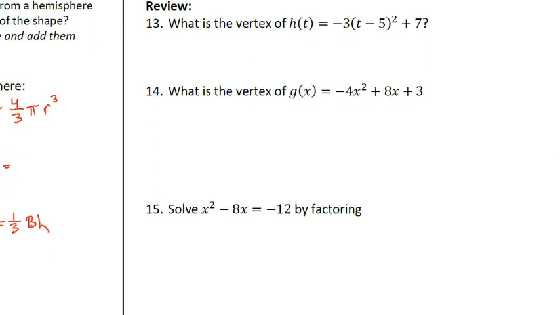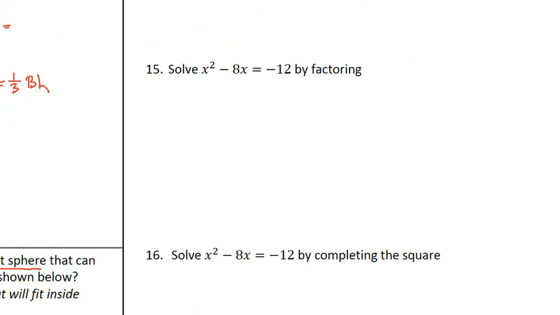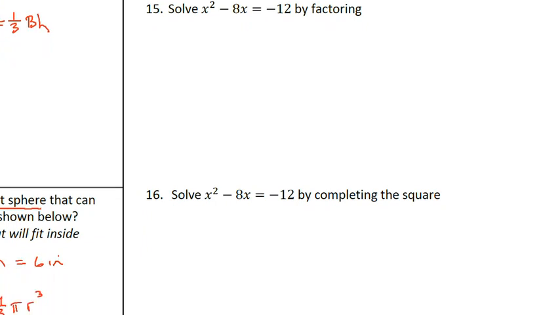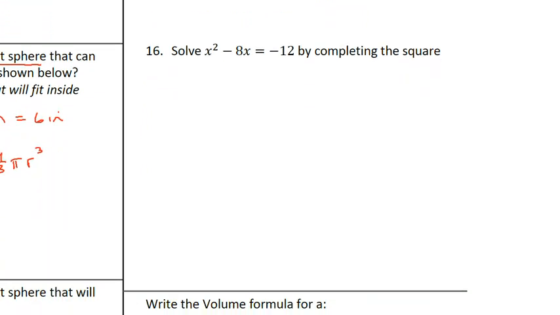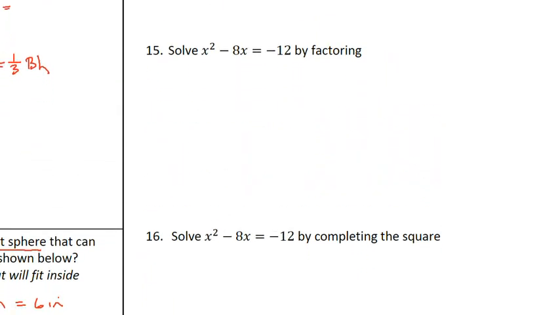And then last one, number 15, factor this. I love it because this has an a value equal to 1. It's pretty easy to factor. Number 16, solve this by completing the square. Now I want you to notice these are the exact same equation. So when you factor and get your final solutions, I'm assuming there are 2 of them here, then when you solve this by completing the square, if you're successful, you'll get the exact same 2 solutions.